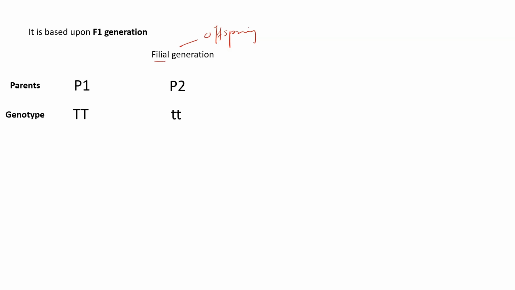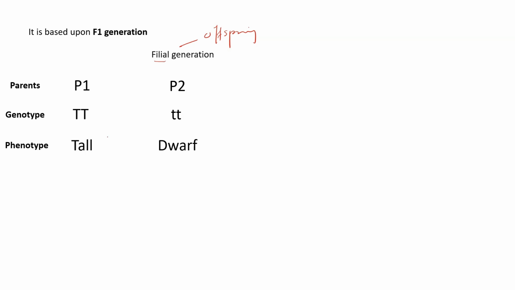Now, both the parents are selected on the basis of their phenotype, and it should be a true pure homozygous line. So the genotype of parent 1 is capital T, capital T. That means it is homozygous because both alleles are capital T. So this is a homozygous pure line. Similarly, the genotype of parent 2 is small t, small t. So this is also a homozygous pure line. So two parents are selected, P1 and P2, having the genotypes capital T, capital T and small t, small t.